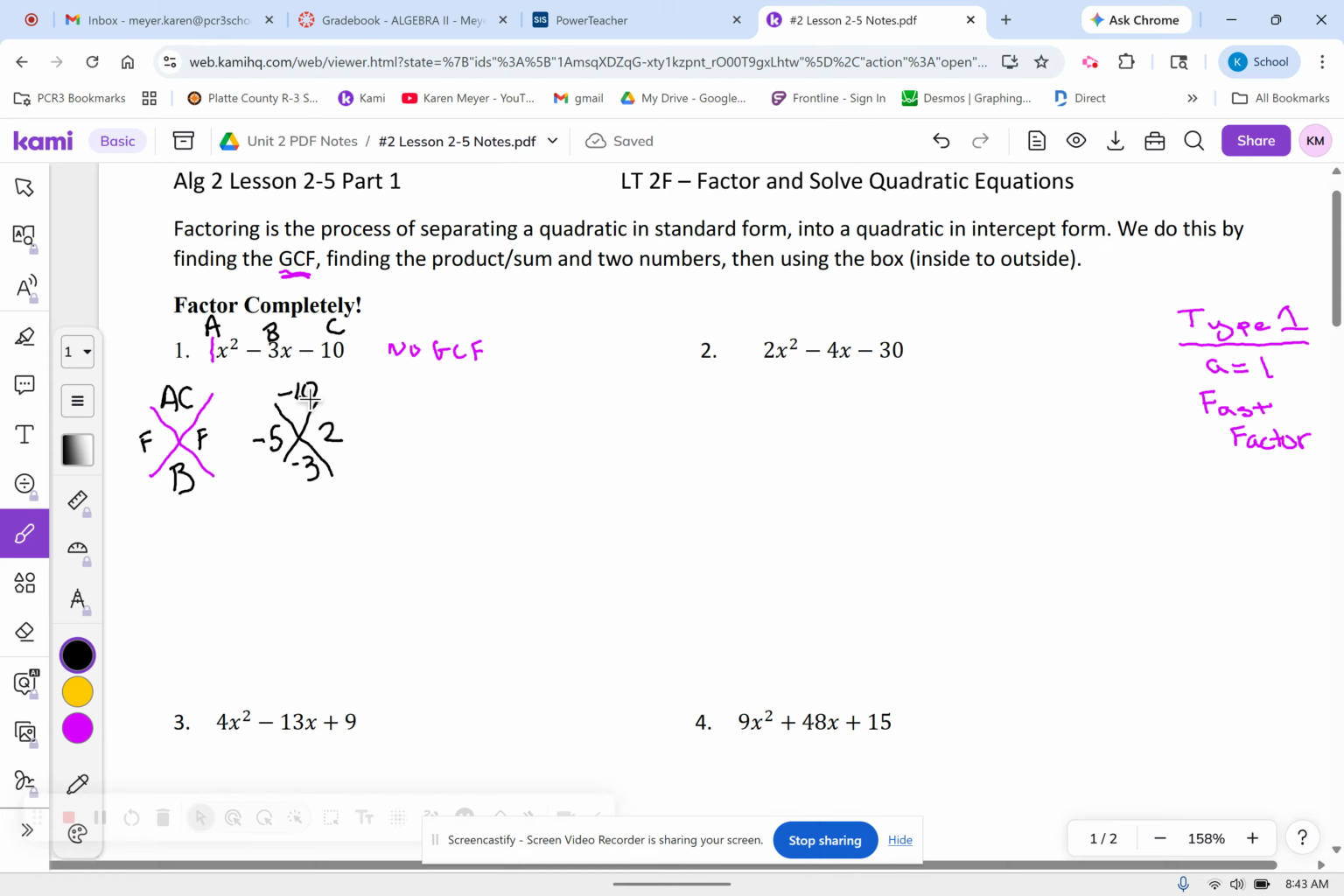Now, for fast factoring, you get to skip the box. That's why we call it fast factoring, because you don't have to do all of the work. You get to skip making the box. So what you're going to do is go straight to the two parentheses. And you will always have x, because x times x makes x squared. And then you're going to take your two side numbers.